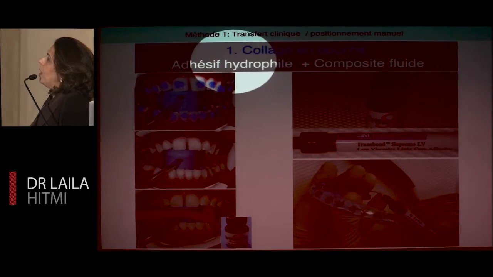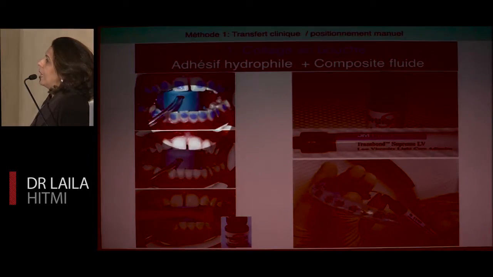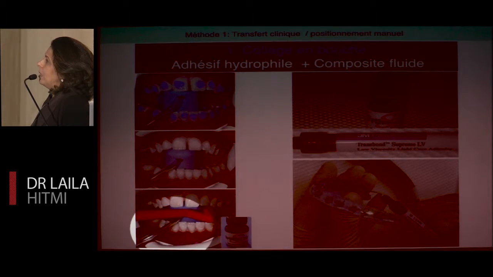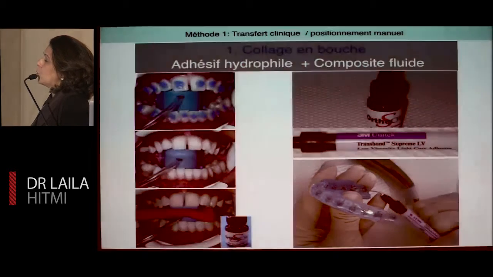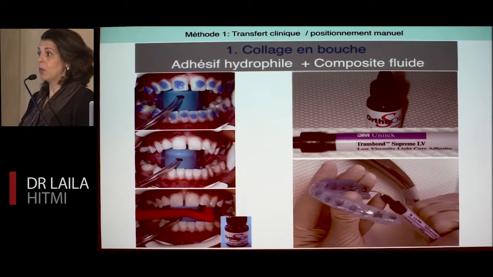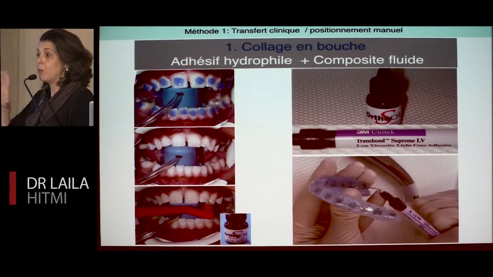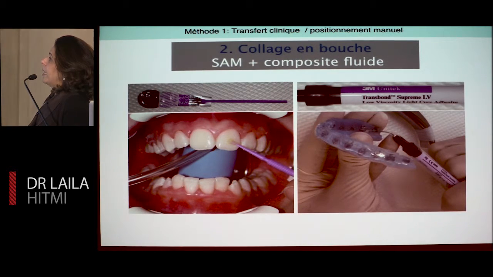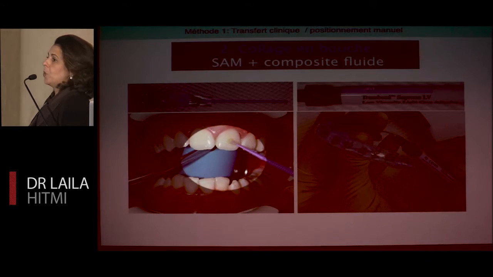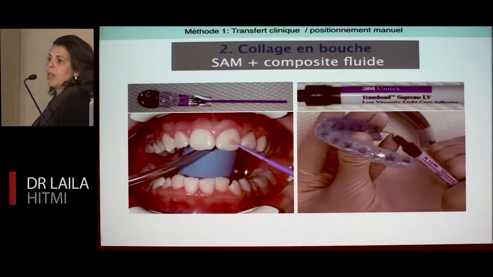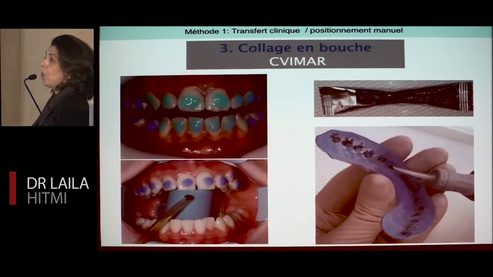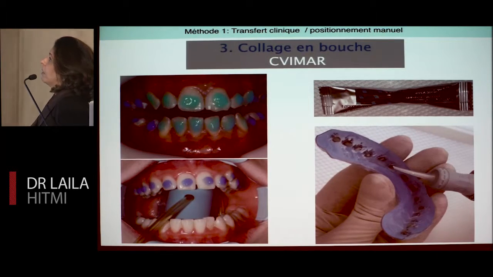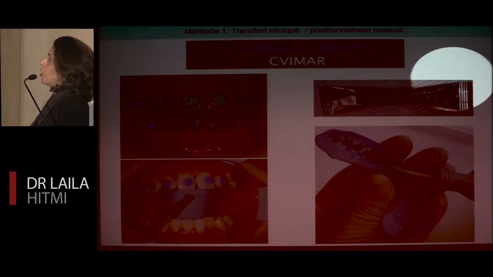And so if you choose method number 1, you're going to etch, rinse and dry, place the adhesive, and all you do is put the very fluid composite. Or you will put self-etching adhesive on the tooth, and you load the positioner with the fluid resin. This is what you do basically every day.